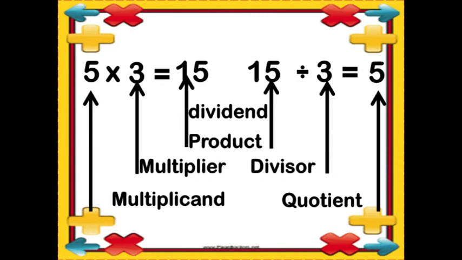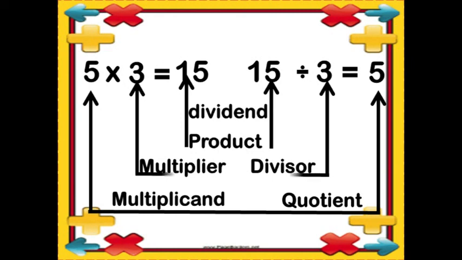As you can see, our multiplicand in multiplication is the quotient in division. The multiplier in multiplication is the divisor in division. And the product or the answer in multiplication is the dividend in division. So that is how it works.